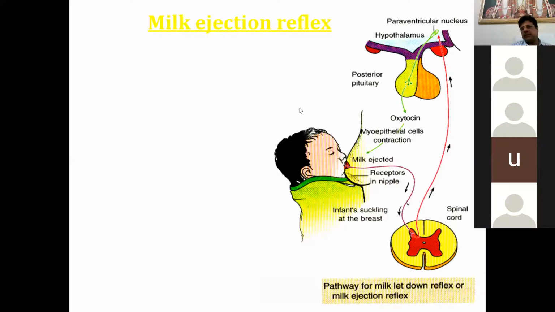So the question on oxytocin can be asked in different ways. They can just ask you to name the posterior pituitary hormones and explain their functions. You have to write both ADH and oxytocin. Or they can ask oxytocin in an indirect way by telling neuroendocrine reflex. So you have to write about the milk ejection reflex, and you also have to write about the parturition.